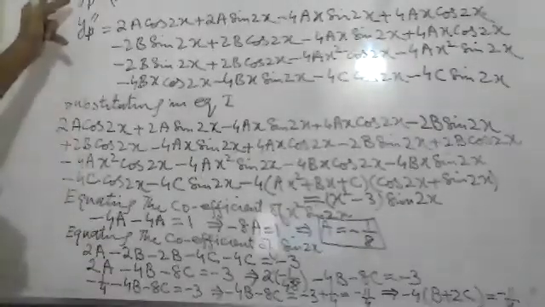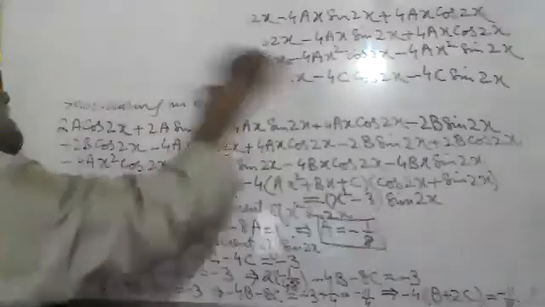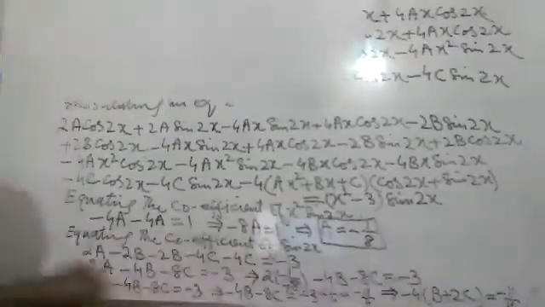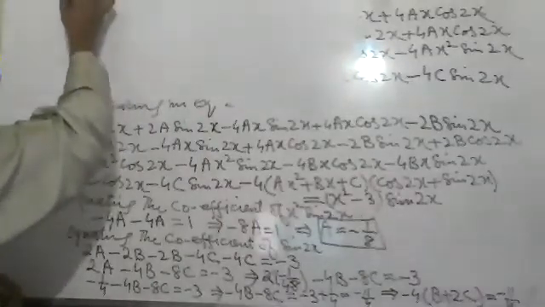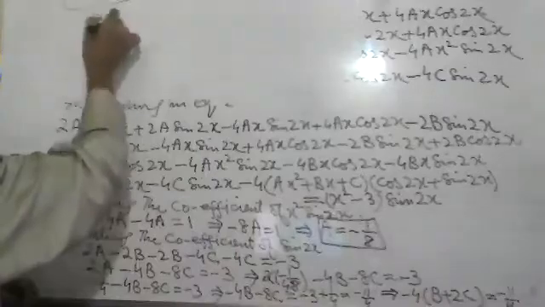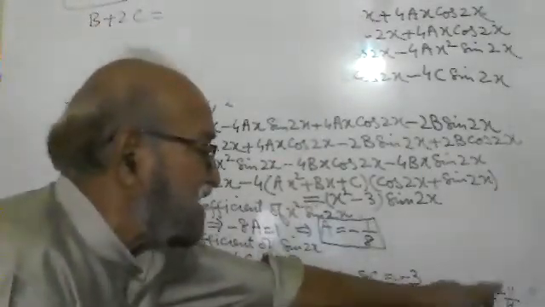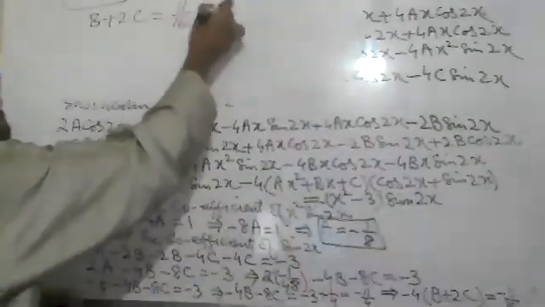So I am rubbing it and doing again. This is a lengthy question. So b plus c, a is already found. A is minus 1 upon 8. And the next one, b plus 2c is equal to 11 upon 16. This is equation 2.